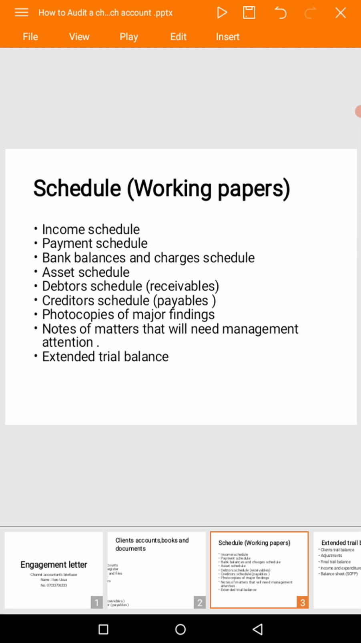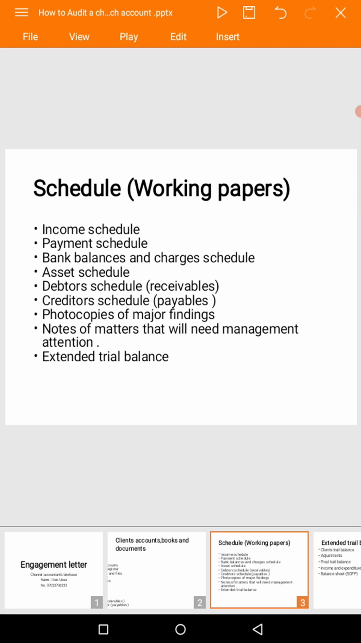Now, when you have collected your books, which I've just shown you, you will now use those books to extract what we call working papers, schedules. From your income register, you should be able to extract your income schedule. From your payment register, you should be able to extract your payment schedule. Then from your bank statements, I did not mention it, but from your bank statements, you should be able to extract your bank balances, your bank charges. From your asset schedule, you should be able to extract assets that have been purchased and acquired for the year, the depreciation, everything. You find it in your asset schedule.